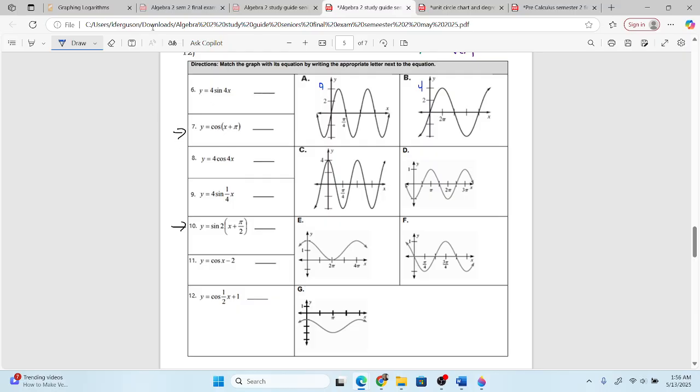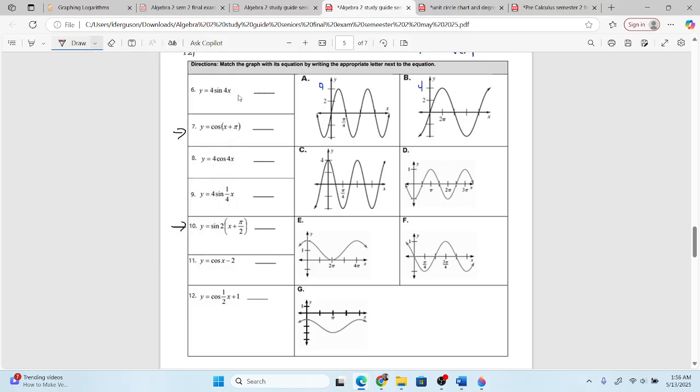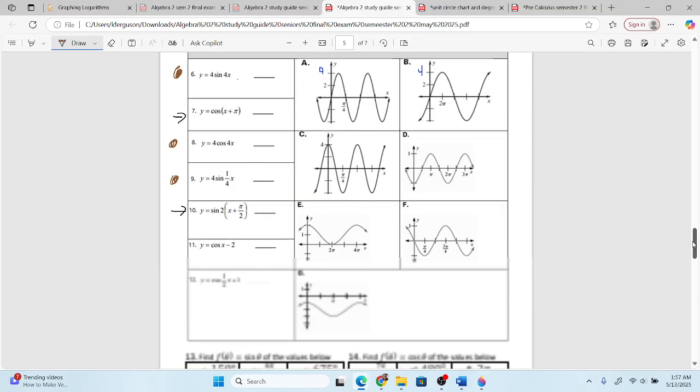Well, then let's look at how many 4s we got. So I got this one right here, this one right here, and this one right here. So next we're going to look at the frequency. So the frequency here is 4, right? My number times x. So that's 4. So what does the frequency of 4 mean? Well, remember what frequency does.